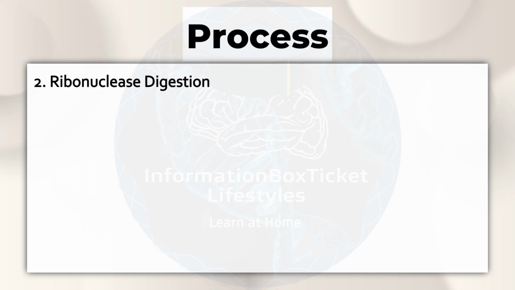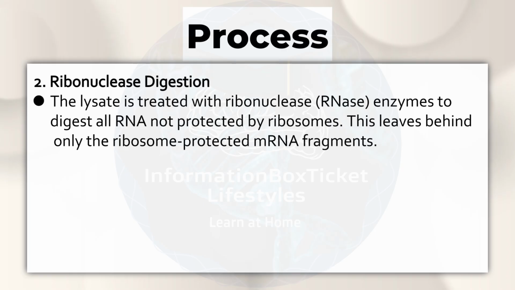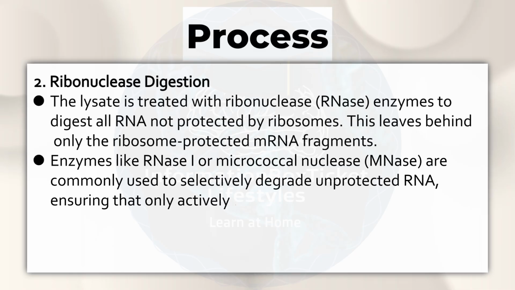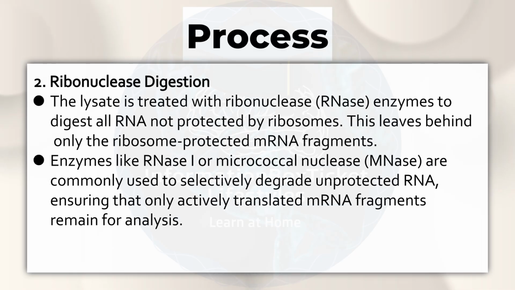Number 2. Ribonuclease digestion. The lysate is treated with ribonuclease enzymes to digest all RNA not protected by ribosomes. This leaves behind only the ribosome-protected mRNA fragments. Enzymes like RNase I or micrococcal nuclease are commonly used to selectively degrade unprotected RNA, ensuring that only actively translated mRNA fragments remain for analysis.